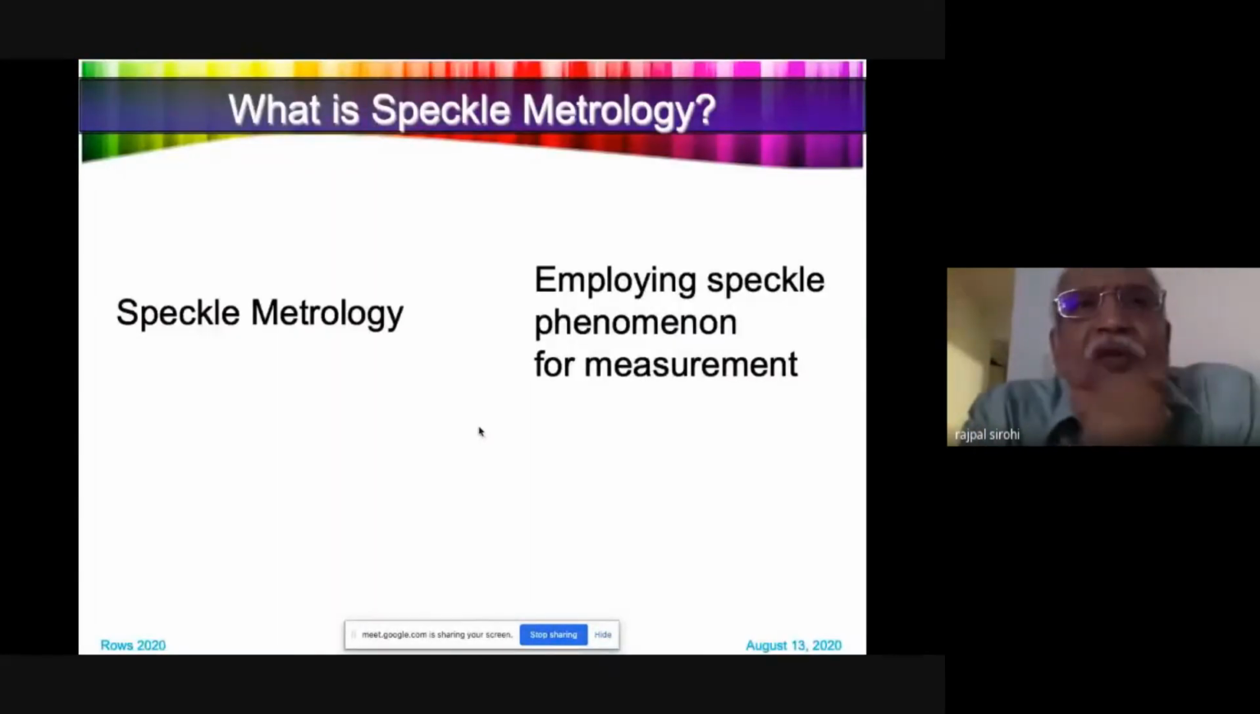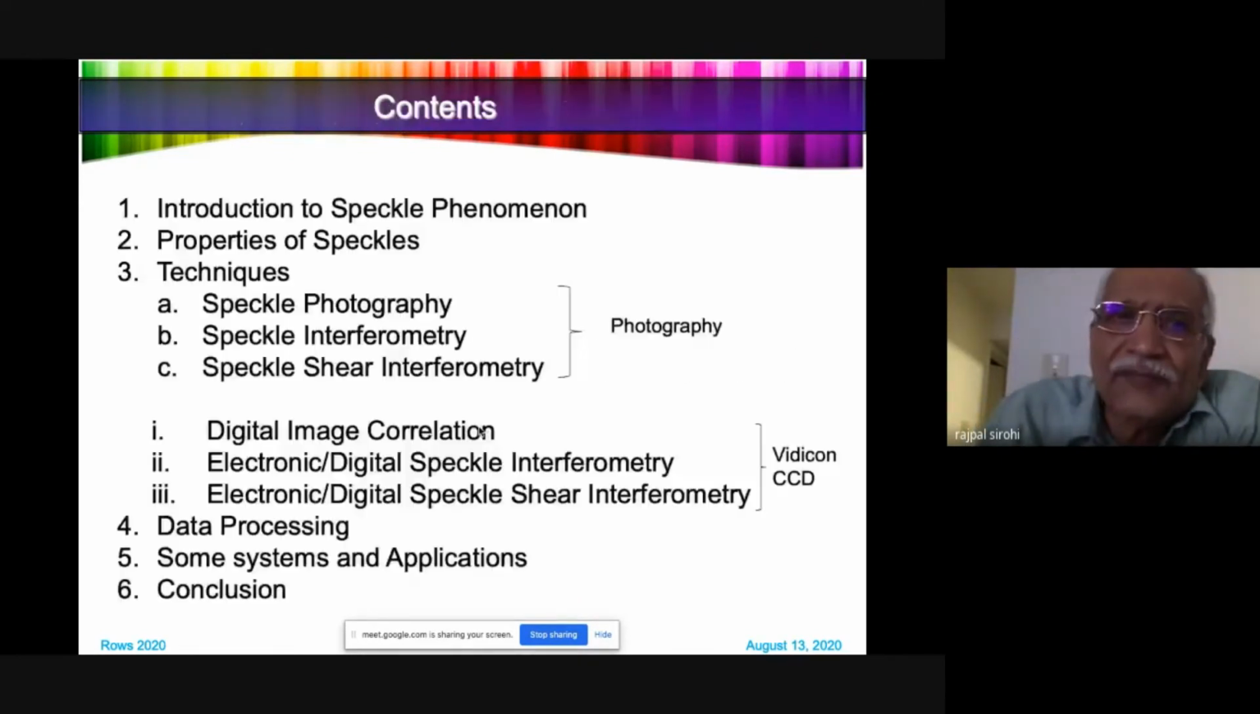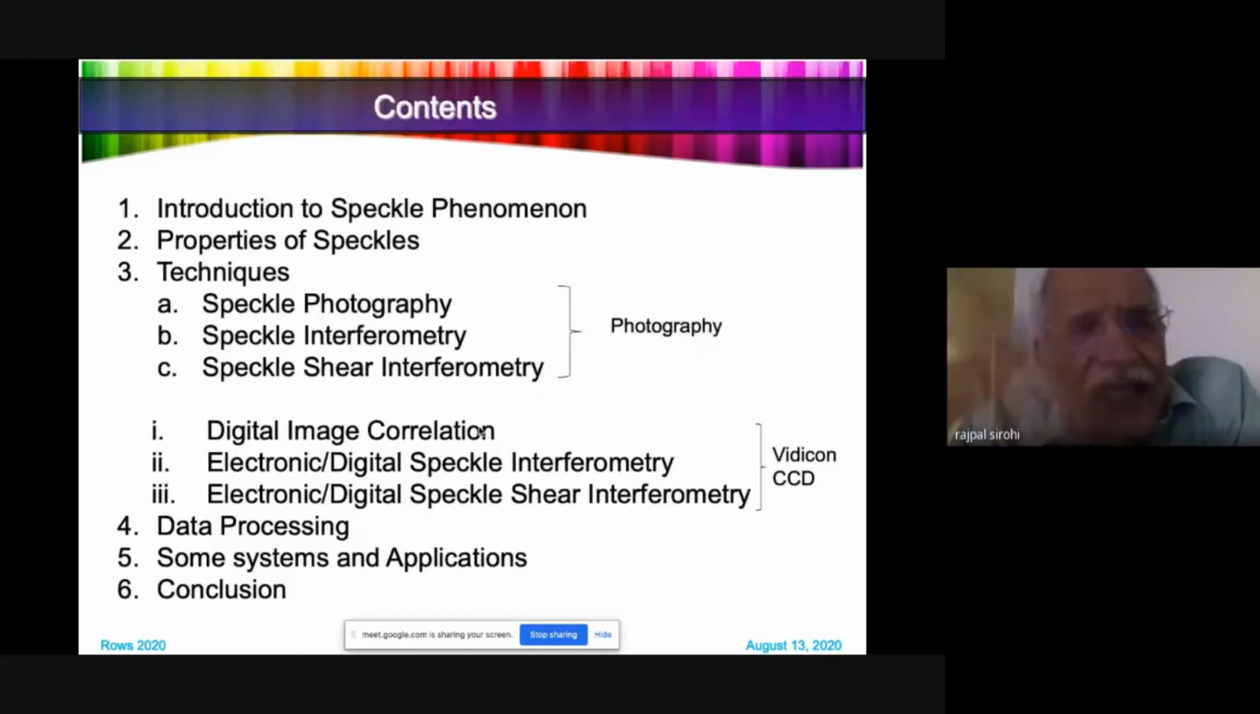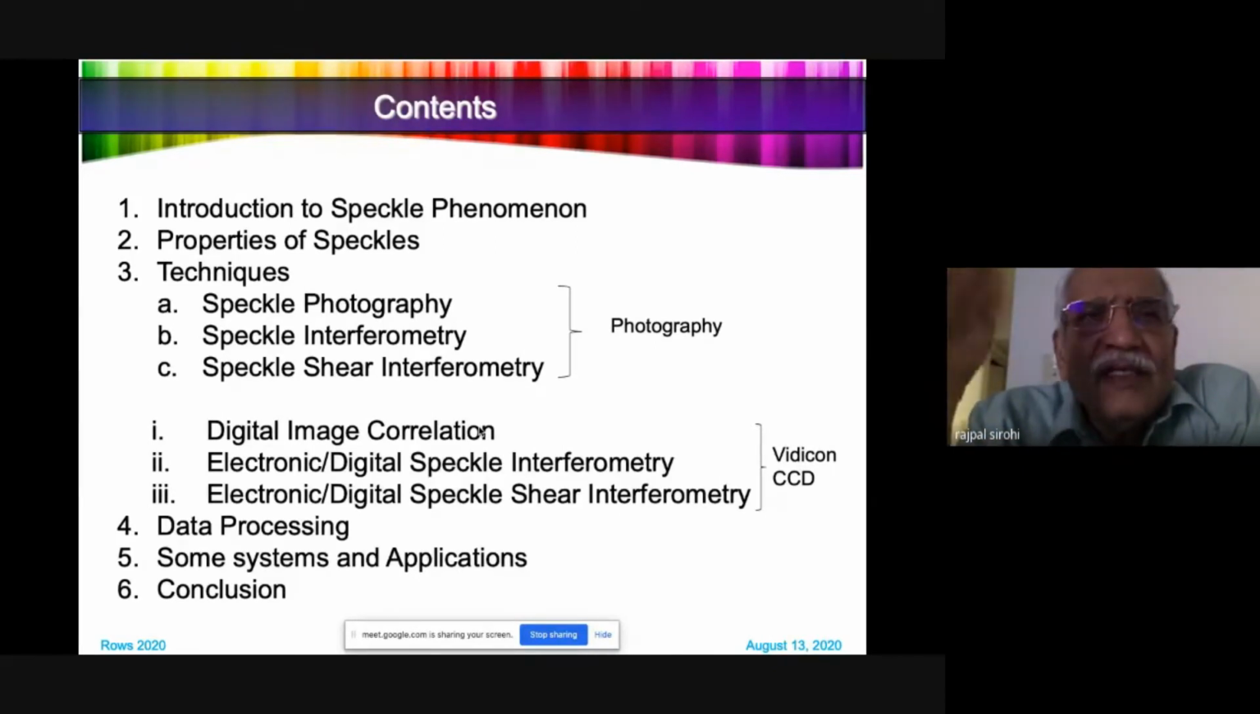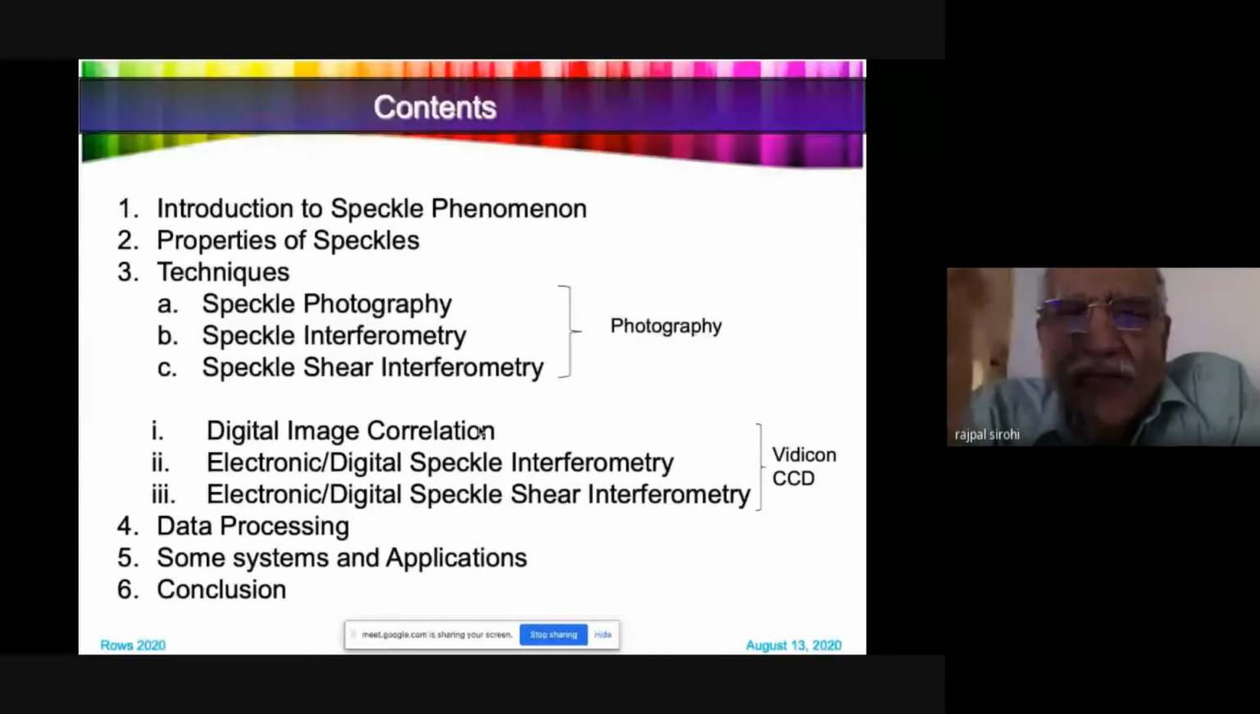I'm going to talk about speckle metrology. So basically, speckle metrology is a measurement technique that makes use of speckle phenomenon. And we need to understand what is the speckle phenomenon. So this is roughly the contents of my talk. I'll introduce the speckle phenomenon, talk about the property of the speckles, then the techniques which we used, some of them we developed.